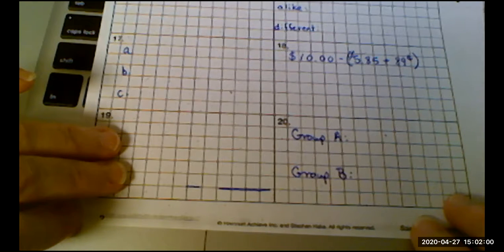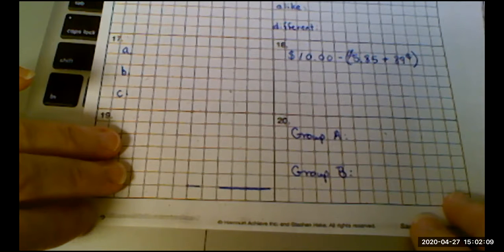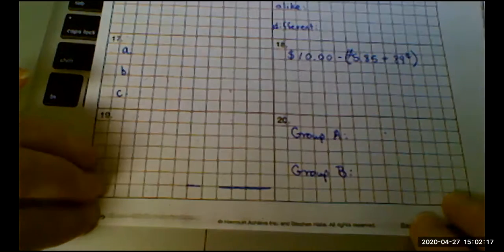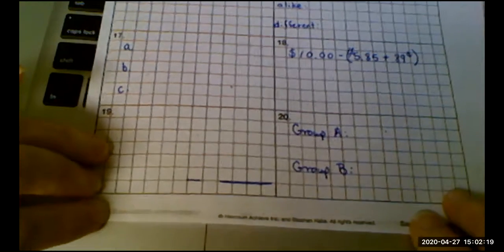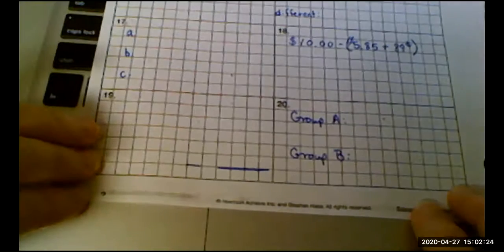Number 18, do the parentheses first. Number 19, Chandra is going to go on a run. She's running 3 kilometers. You need to think about how many meters are in a kilometer. That's a very important question. How many meters are in a kilometer? All right, make sure you label that answer.